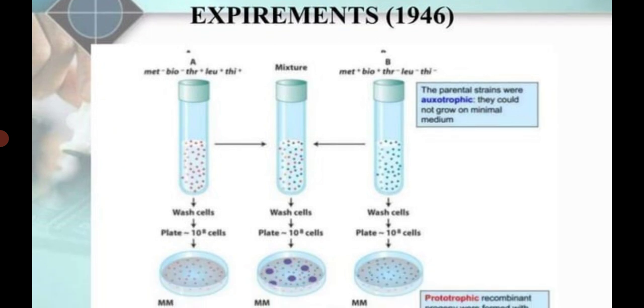The genotype of strain A is methionine negative, biotin negative, threonine positive, leucine positive and thiamine positive. Methionine negative and biotin negative means the genes for synthesis of methionine and biotin are lost by mutation. So strain A does not grow on a minimal media which lacks methionine and biotin, whereas the genotype of strain B is methionine positive, biotin positive, threonine, leucine and thiamine negative. It means that the genes for synthesis of threonine, leucine and thiamine are lost in strain B. So this strain also does not grow on a minimal media.